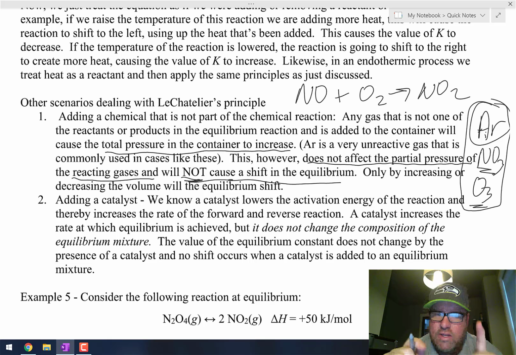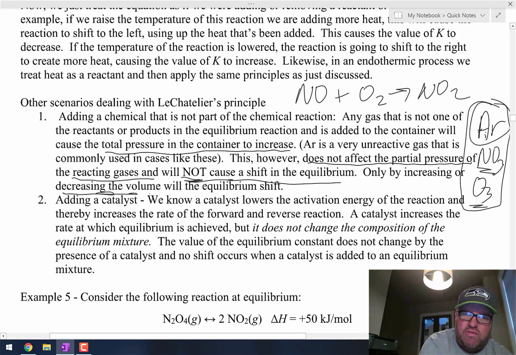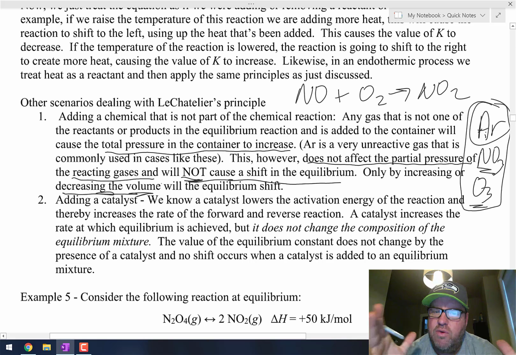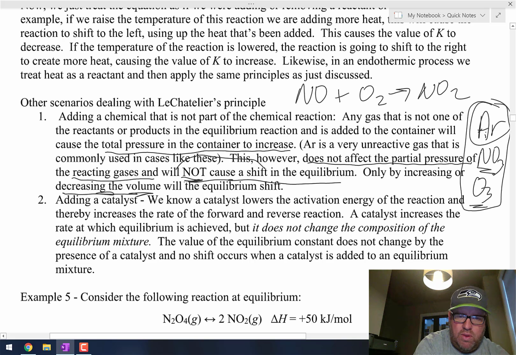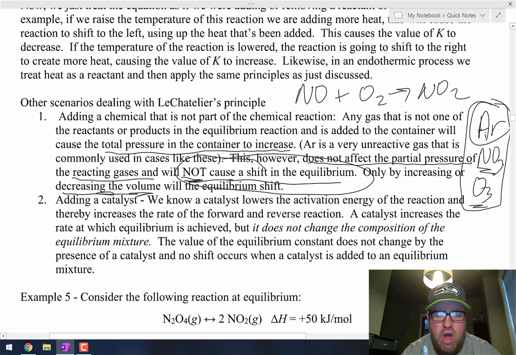That is correct. Only when you change the volume, though. There's lots of different ways you can change the pressure inside of the container. So when the pressure increases by decreasing the volume of the container, that's when it shifts to the side with fewer gas particles. If they just say the pressure goes up, but they don't tell you how, then you have to say that there will not be a shift in the equilibrium because there's not enough information to know what caused that pressure to go up.